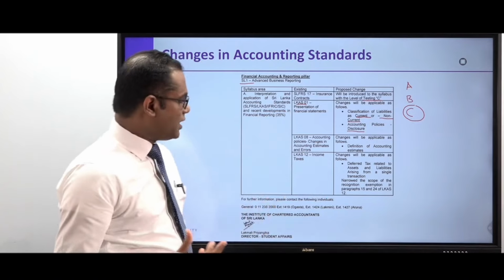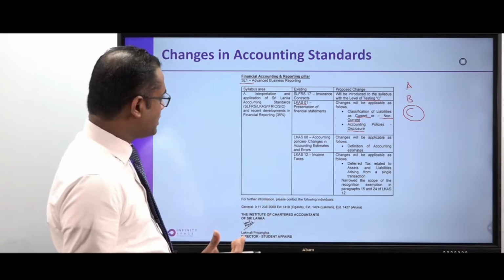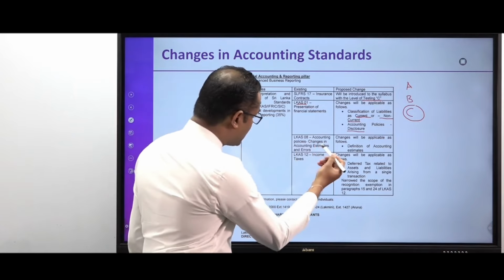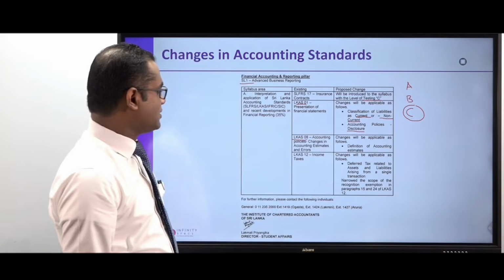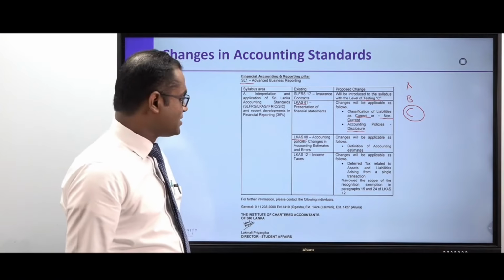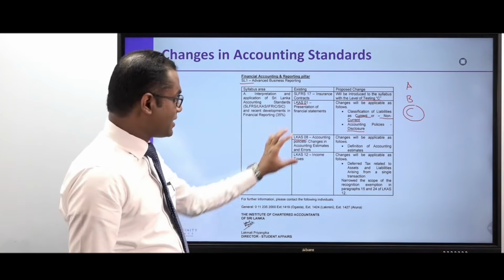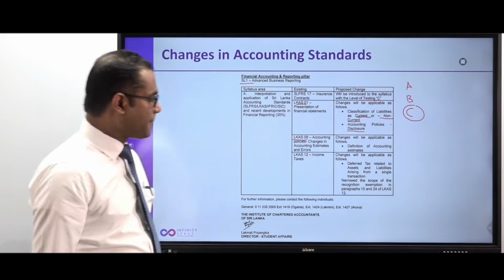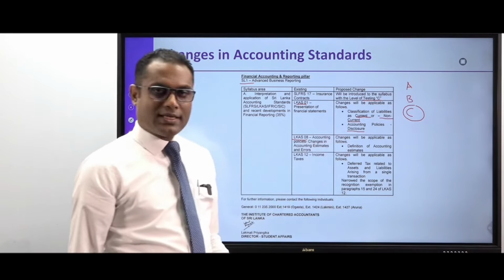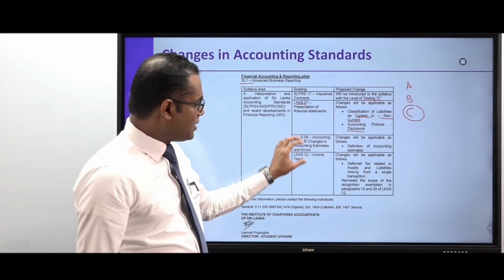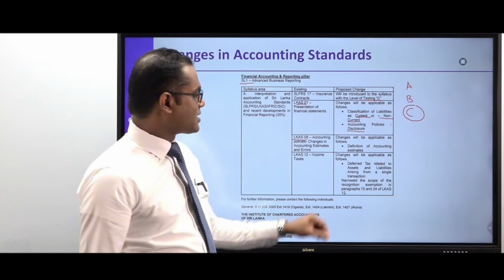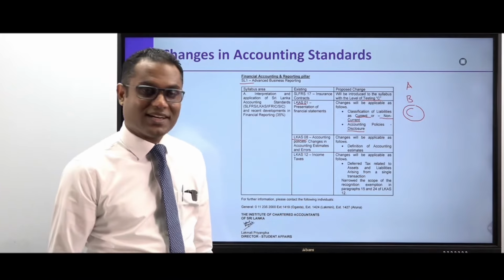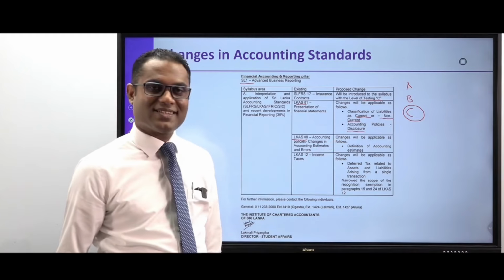Then the next standard where there's a change in terms of the financial reporting pillar, in terms of the accounting standards, is LKAS 8, Accounting Policies, Changes in Accounting Estimates and Errors. That is the name of the standard. The change is that, even though this standard was there for a long period of time, up until this revision there was no definition for accounting estimates.